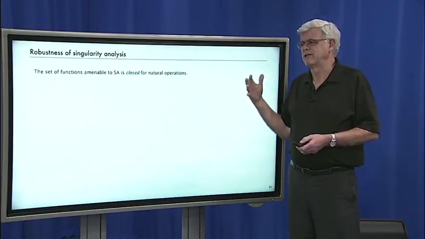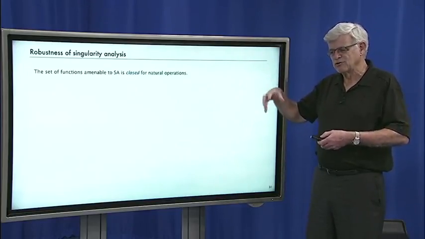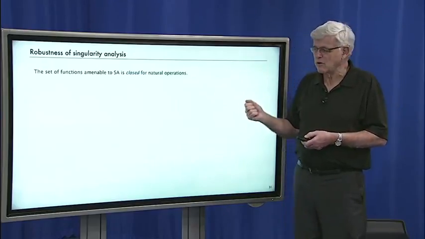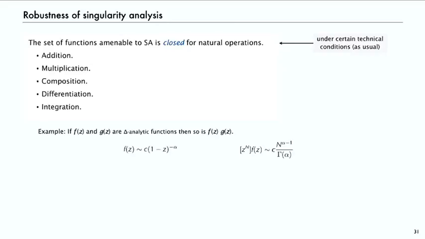One reason that we have confidence that singularity analysis is going to be useful is that the set of functions that are amenable to singularity analysis is closed. That is, if you have a couple of functions and you add them, multiply them, compose them, differentiate or integrate, well, there are certain technical conditions all the time. It's easy to show that, for example, if f of z and g of z are delta analytic, then so is their product. Because you can approximate f in terms of 1 minus z to the alpha, and you approximate g in terms of 1 minus z to the beta, and then you can pull out the approximations of their coefficients.